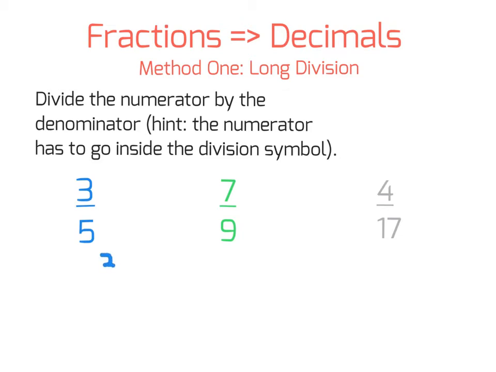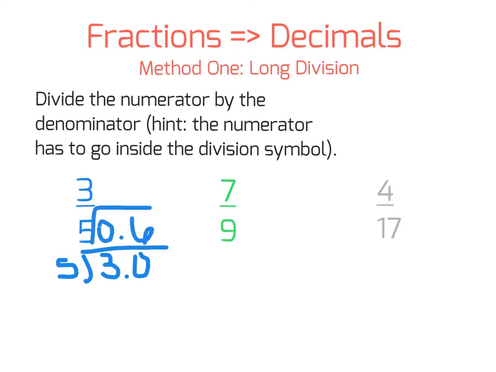So for this one, 3 divided by 5. How many times does 5 go into 3? Well, it doesn't, but does 5 go into 30? Yes, 6 times.